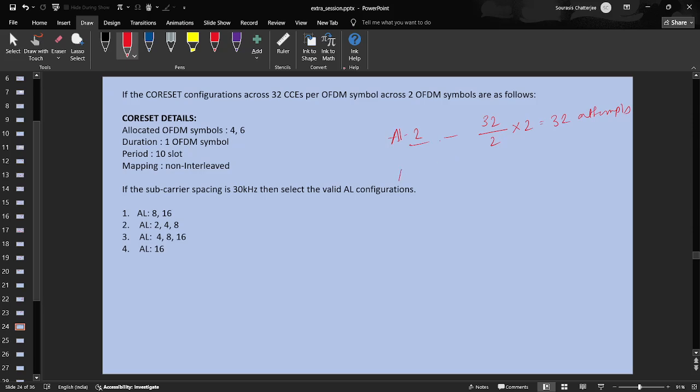at aggregation level 2. What about aggregation level 4? 32 divided by 4 times 2, 16 attempts. Aggregation level 8, 32 by 8 times 2, 8 attempts. And aggregation level 16, 32 by 16 times 2, so 4 attempts. So the first combination here, 8 and 16, that means a total of 12 attempts. Is that valid?